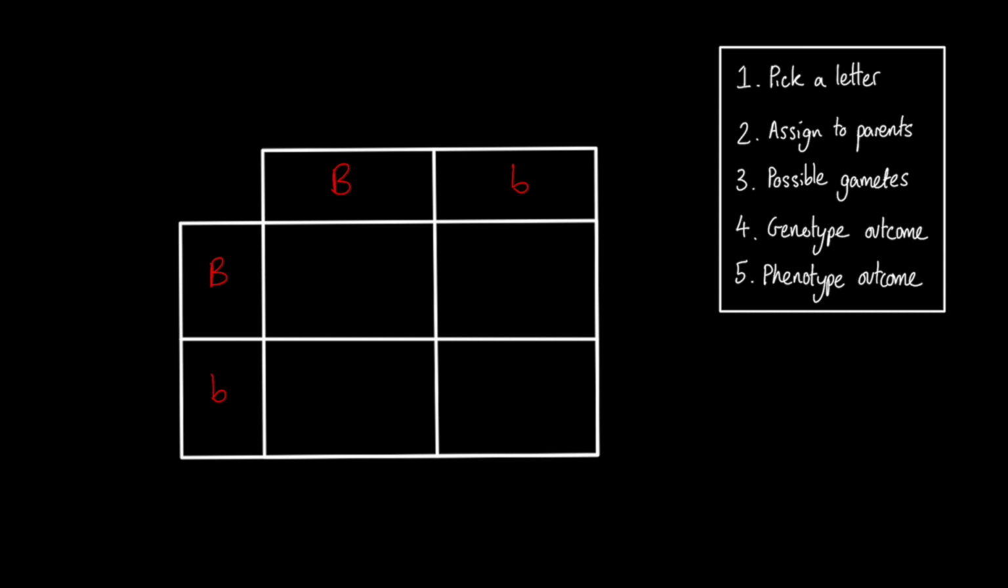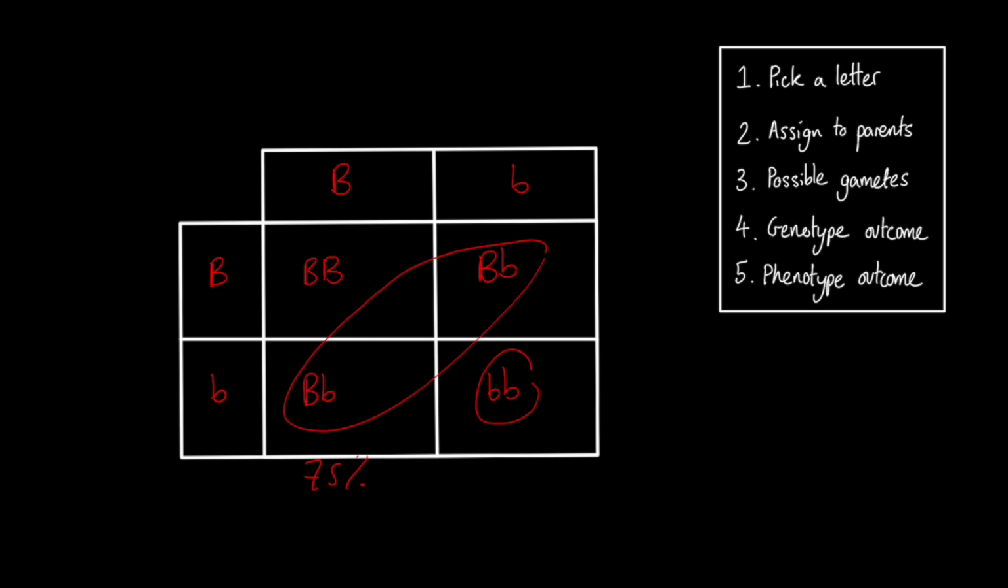And then if we match them up, we see what genotypes might come out. So big B, big B for 25% of the offspring, little b, little b for 25% of the offspring, and big B, little b, and big B, little b for 50% of the offspring. So that's the genotype percentages. So we'd say this is 50% and then 25% for each of the others, because there's a quarter of a chance.